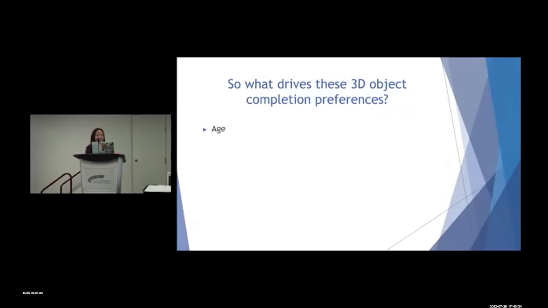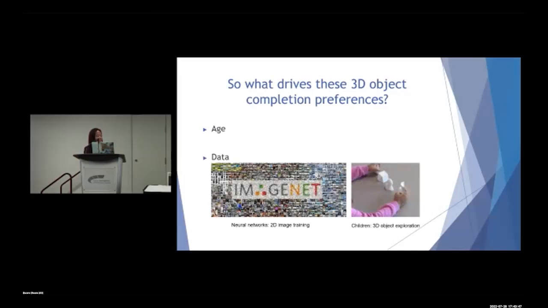So what actually drives these 3D object completion preferences? One thing we see is age. As age increases, there seems to be a stronger preference for representing objects in a symmetrical and complete way. It could also be the data. Neural networks were trained on 2D data from static limited viewpoints, and they don't show as strong a symmetrical preference as humans do. And kids who were playing with 3D objects before these object completion tasks seem to show different kinds of preferences as well.